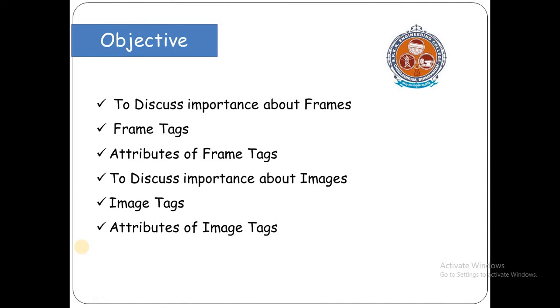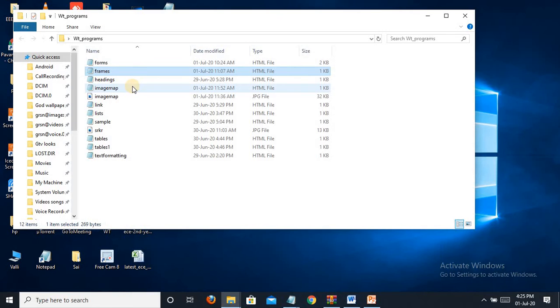In the previous lecture, we already discussed frame tags and image tags. In this video, let's write a simple program and execute the image tag and see how to use image maps, etc. Let's see. So let's see the simple image. Let's run our simple image map example.